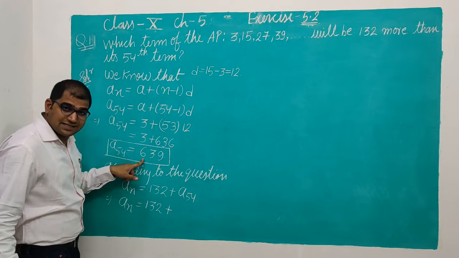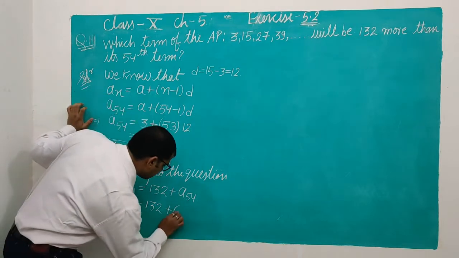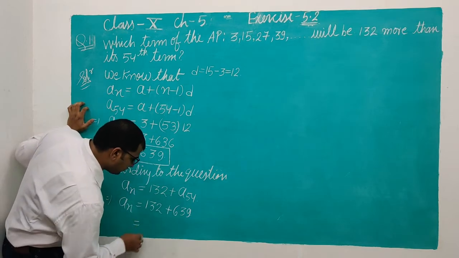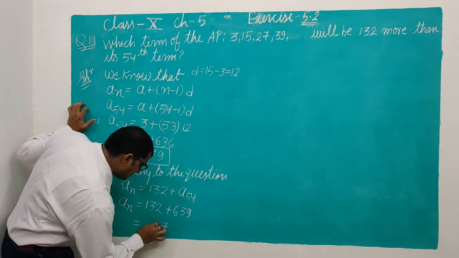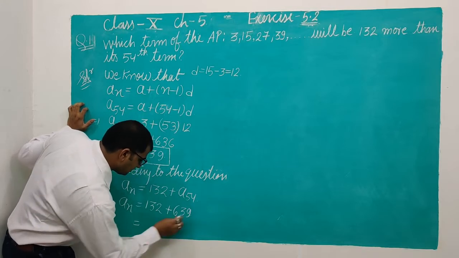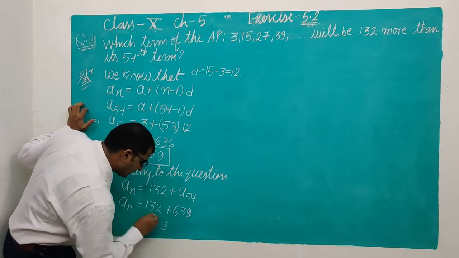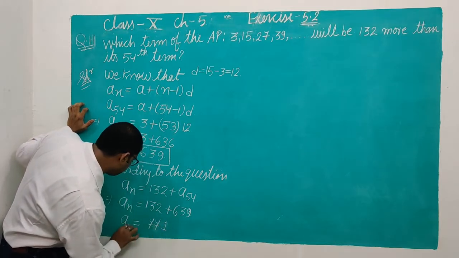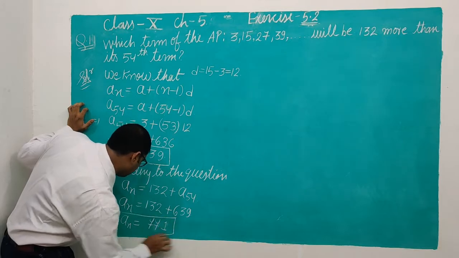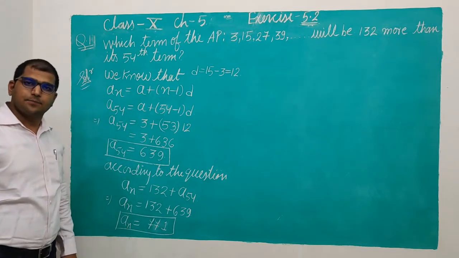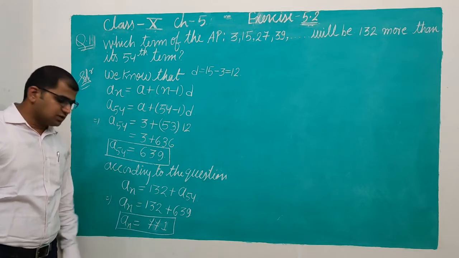a54 का वैल्यू कितना आया था? 639. So we put here 639. That is add this one, an equals to 132 plus 639, that is 771. That is an equals to how much? That is 771. So an equals to 771.